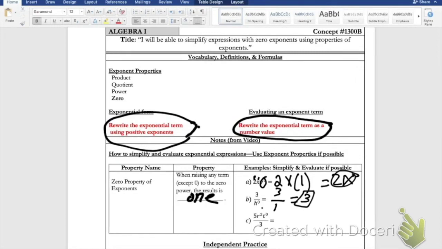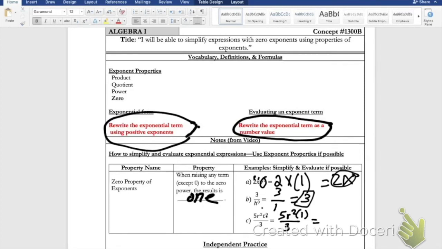Let's look at example C. We have 5 r to the 2nd power, t to the 0 power, and everything is over 3. So 5 will stay, r to the 2nd will stay as r to the 2nd. T is the only thing that's raised to the 0 power, so t to the 0 will become a 1, because again, anything raised to the 0 is always going to be 1. And everything will be over a 3.